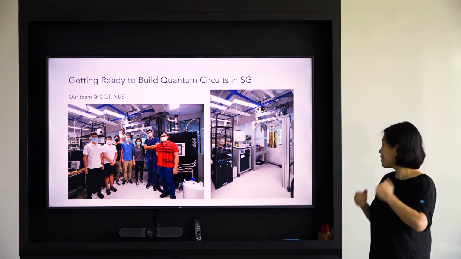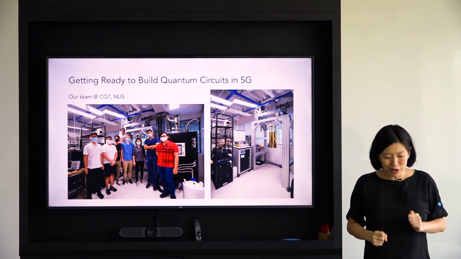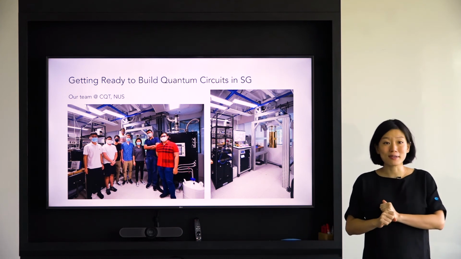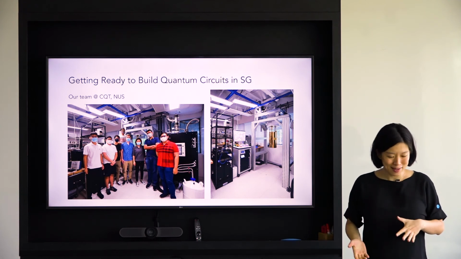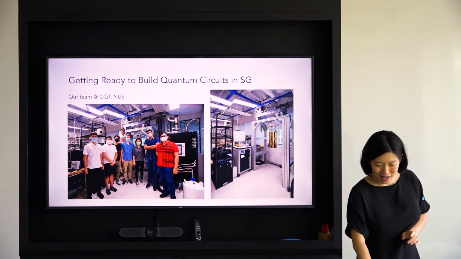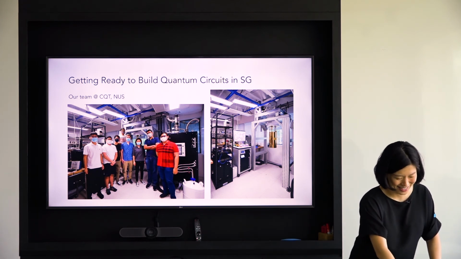Okay, so we're still in the construction stage, still thinking about plumbing a lot right now, but hopefully in another three months or so, we'll be at the stage where we can do something interesting with our systems. Okay, I think that's the end of my presentation. Thank you very much.